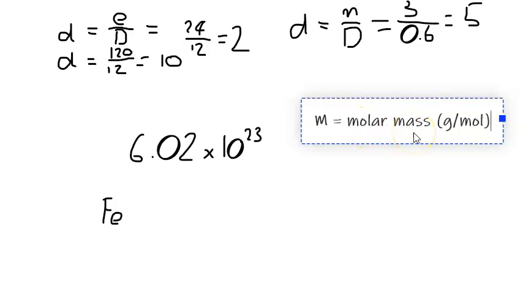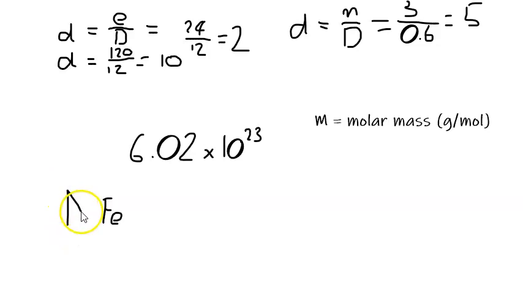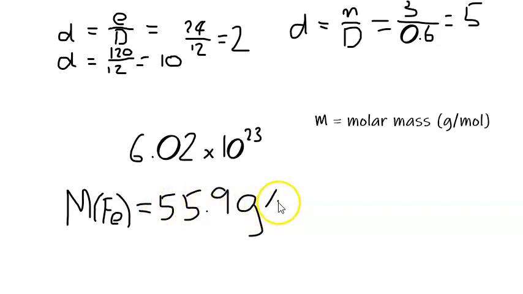So how many grams of this element means that we've got 6.02 times 10 to the power of 23 atoms of iron? We often write it out with a capital M, and then in brackets you put the symbol of the element. For iron, you just look on the periodic table, and it's 55.9 grams per mole. So similar to our formula there, if we've got a certain mass of iron, we can work out the number of moles that we have.